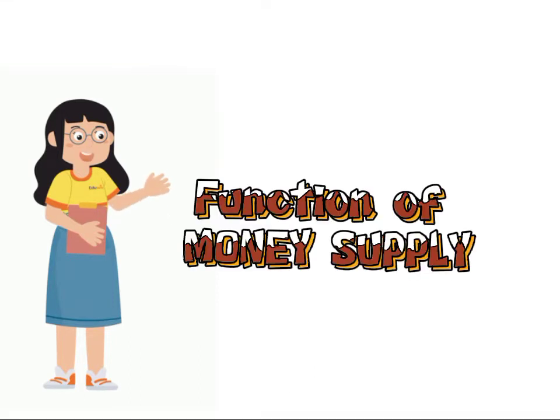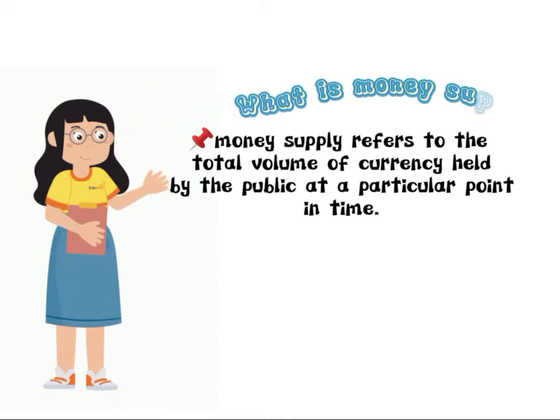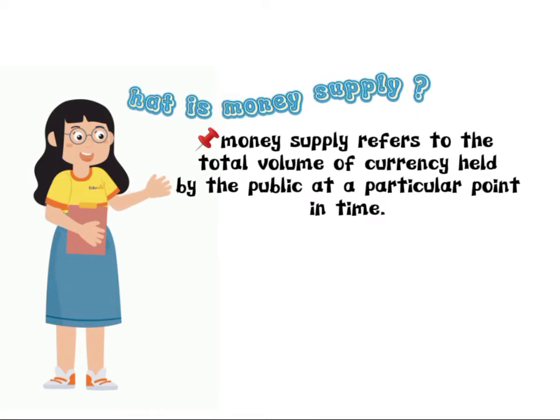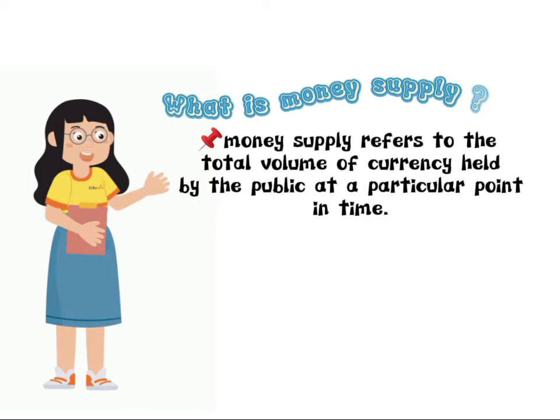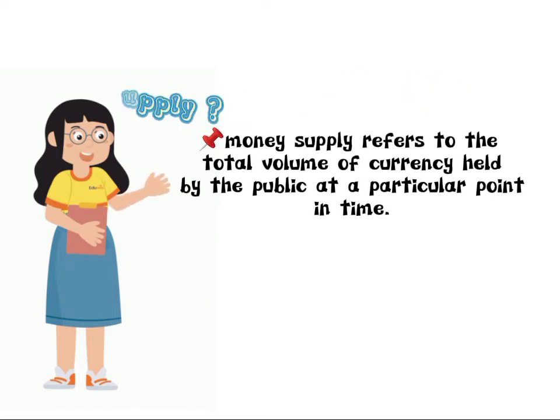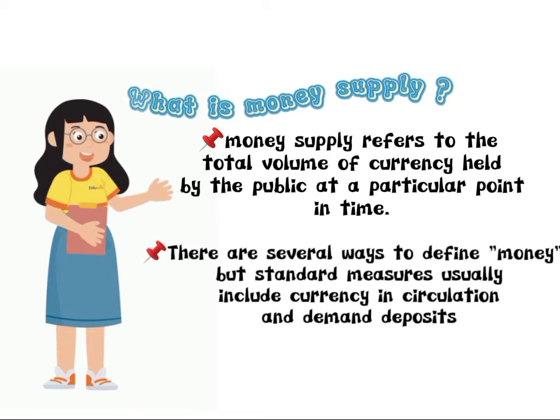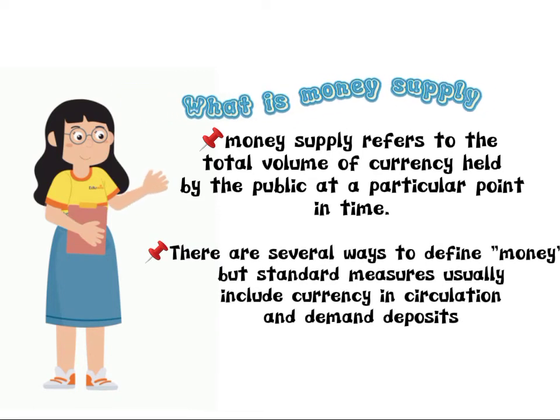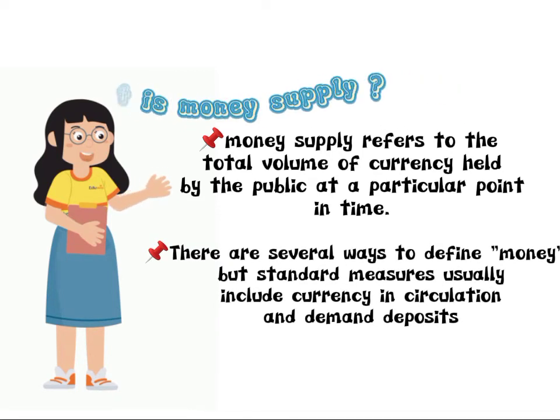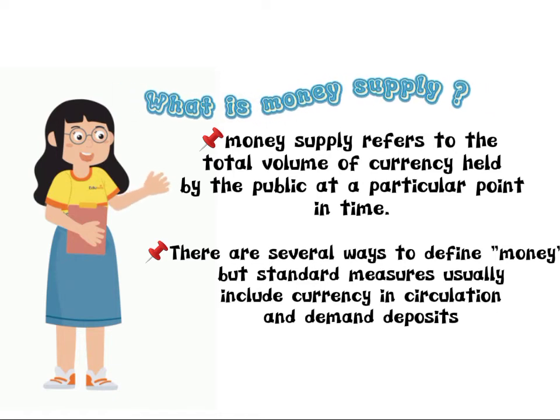Next, let's tackle what is the function of money supply. Let's define money supply. Money supply refers to the total volume of currency held by the public at a particular point in time. There are several ways to define money, but standard measures usually include currency in circulation and demand deposits. The amount of money in the economy. There are three measures of money supply: M1, M2, and M3.